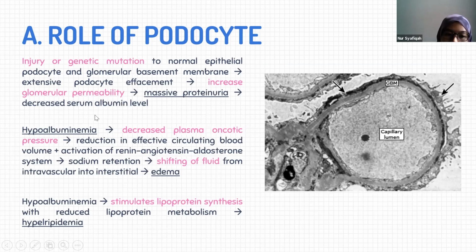And then hypoalbuminemia will later cause decreased plasma oncotic pressure and cause reduction in effective circulating blood volume and also the activation of the RAS system. And this will then lead to sodium retention and causing the shifting of fluid from the intravascular to interstitial and leading to edema.